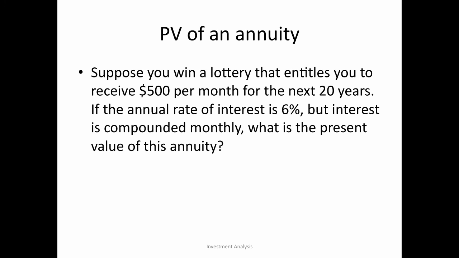So let's suppose you win a lottery that entitles you to receive $500 per month for the next 20 years. You know, we often see ads about these kinds of lotteries on the television. If the annual interest rate is 6%, but interest is compounded monthly, what's the present value of that annuity? What is that annuity worth in terms of present value dollars to you today?